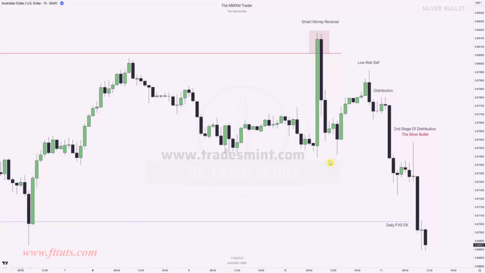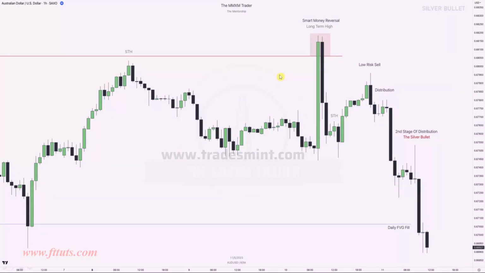And what do we have down here, right? Low resistance liquidity or engineered liquidity. So our draw on liquidity gets better every time they engineer liquidity on the sell side. Price trades back up into OTE levels or premium level of this range, creating that low risk sell, forming another distribution phase, dropping lower, and then the silver bullet is the second stage of distribution and it forms over here.